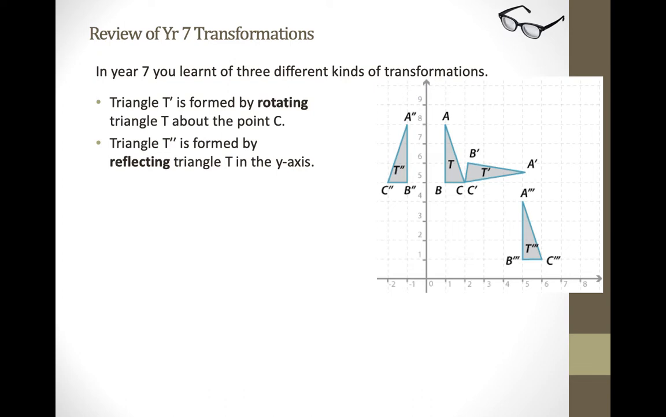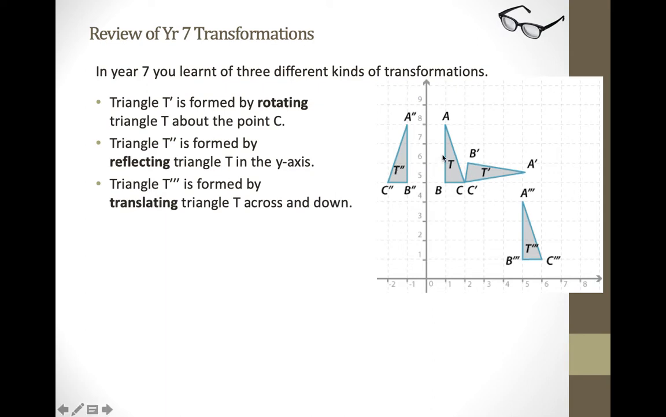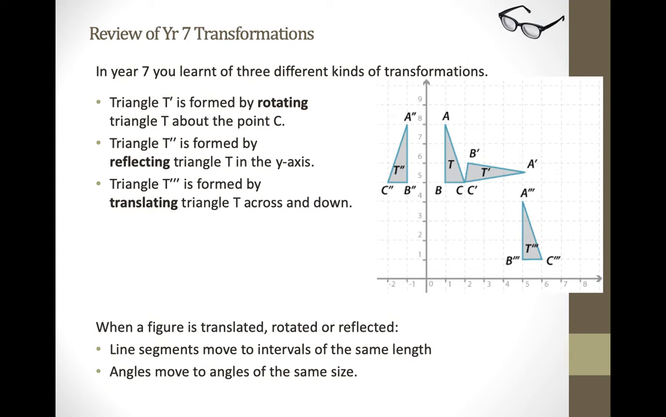The last one, T3, from T to T3, it's a translation. Basically it's just like somebody pushes it and slides it into a new position. So when we learned about transformations, we did translations, rotations, and reflections, and nothing else changes. Their lengths are all the same and their angles are all the same. They're fixed in terms of their size, it's just that they've moved somewhere.